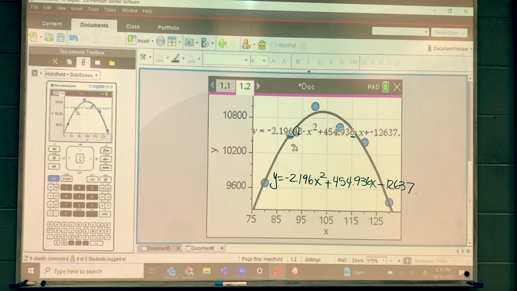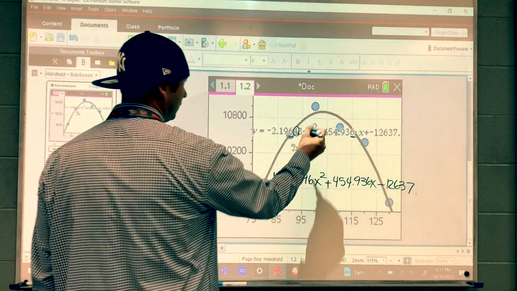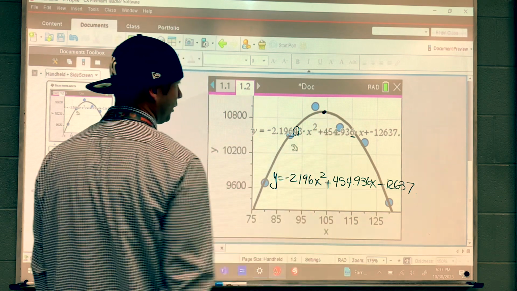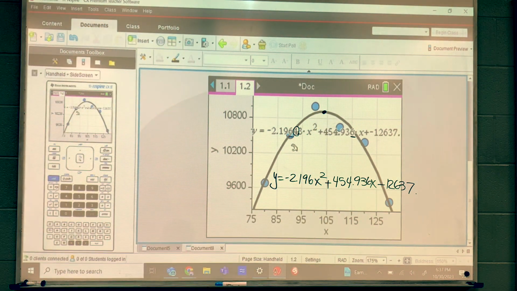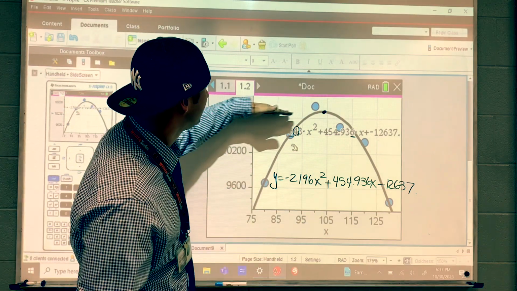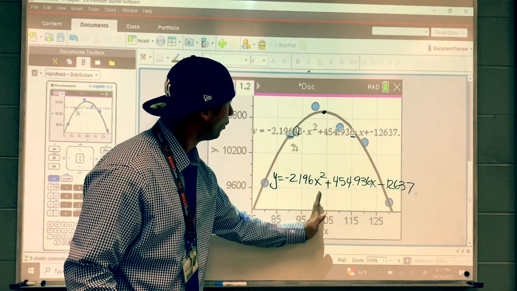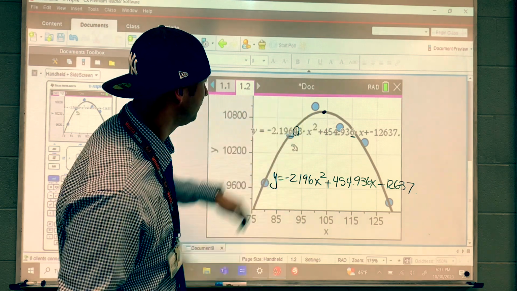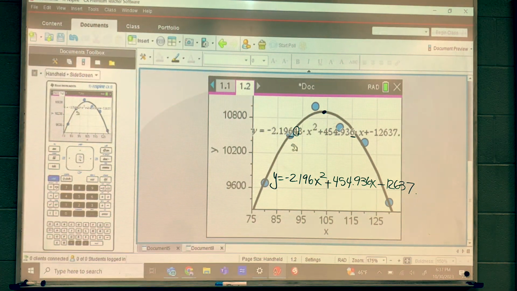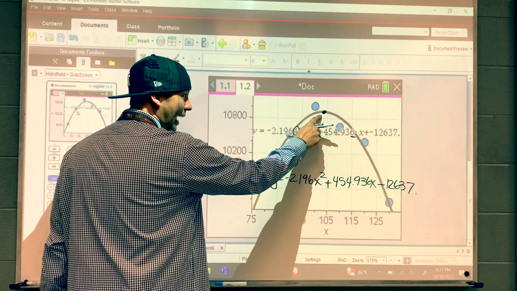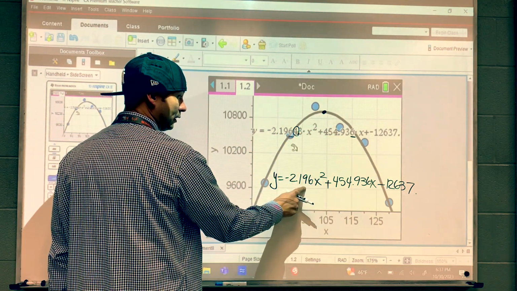B, use your model to determine the price at which the company should sell the shoes to generate the greatest revenue. All right, greatest revenue is the vertex. Whatever that vertex is, that's the x value that we're going to figure out. Because x is what we should sell, and this is the revenue. So I need the x component of that guy. So negative b over 2a.